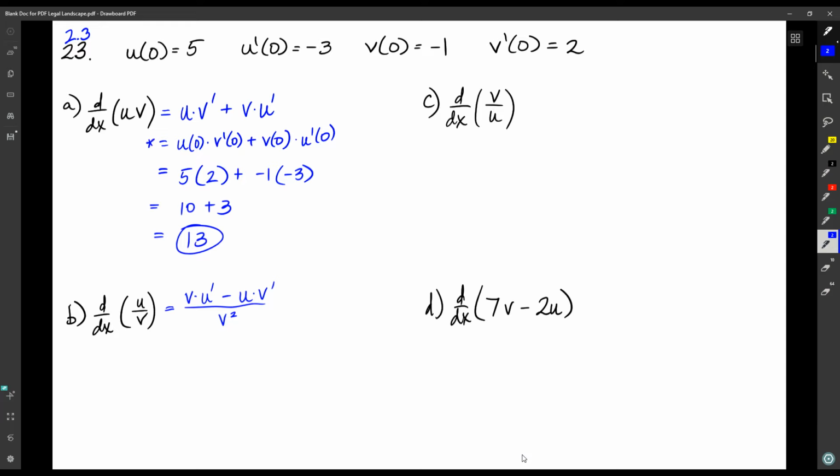I'm going to skip the second line that I did in part A. We're going to assume this means v of 0, u prime of 0, u of 0, v prime of 0. So here we go. V of 0 is -1, u prime of 0 is -3, minus u of 0 is 5, and v prime of 0 is 2. This is all over v of 0 squared. V of 0 is -1, so this is -1 squared. Then we have 3 minus 10 over -1 squared, which is 1. So this should turn out to be, in part B, -7.